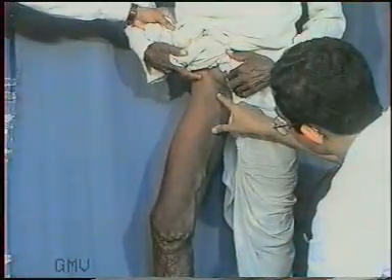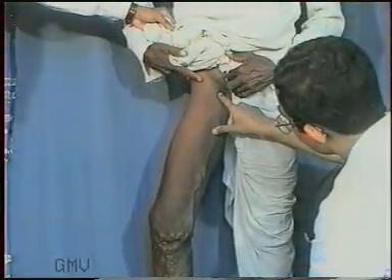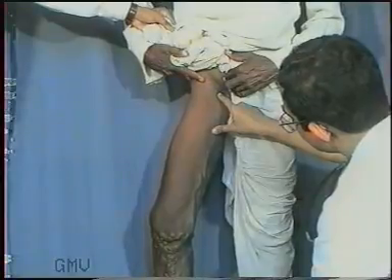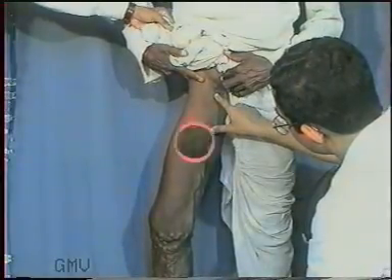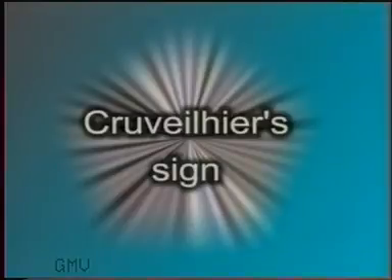Now keep your hand gently over the saphenous opening, which is located 3.8 centimeters below and lateral to the pubic tubercle, and ask the patient to cough. A cough impulse indicates saphenofemoral valve incompetence. If a saphena varix be present, a thrill will be palpable when the patient coughs, as if a jet of water is entering and filling the varix. This is the Cruvelhier's sign of saphena varix.